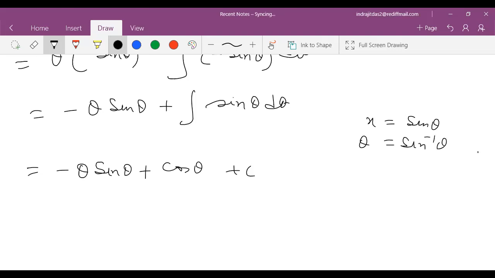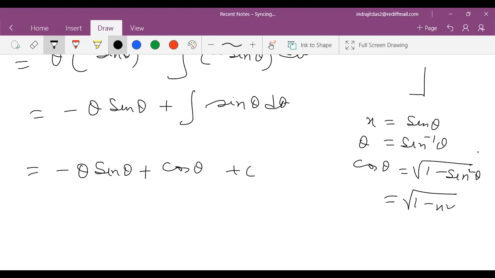Now we have the question of what is cos theta. Sin square theta plus cos square theta is 1. So cos theta will be the root of 1 minus sin square theta. Cos theta is root over 1 minus x square.